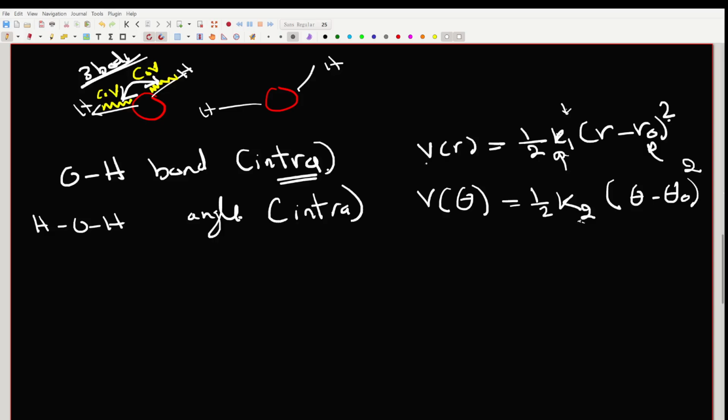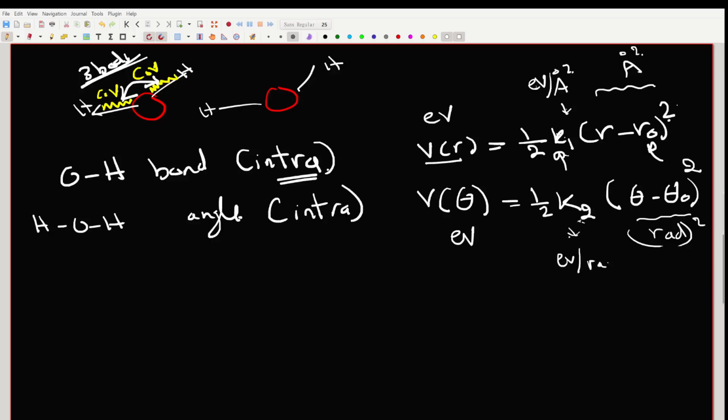So if you look at units, this is energy, electron volt. This is a square of a distance, so it's angstrom squared. Then K1 here will have units of what? Electron volt per angstrom squared. Meanwhile, here the angle is in radians, or you can call it unitless, so it's radians squared, which is nothing. Radian is not a unit really. This is electron volt, and that actually makes K2 in units of electron volt per radian squared. So you have these fitting parameters theta naught and K2, which the developer of the potential needs to develop. Again, this is a three-body term. So this angle here is a three-body term.